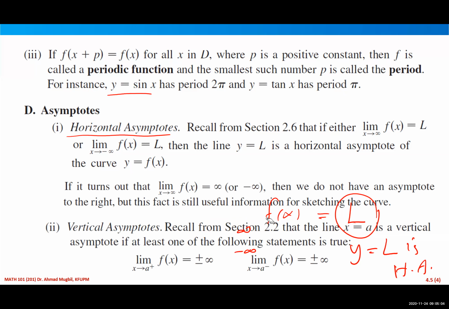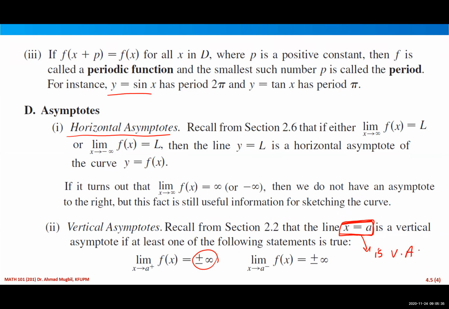What else? The vertical asymptotes. How to find the vertical asymptotes of a function? To find the vertical asymptotes of a function, you need to find a value for x at which the function is not continuous or not defined. And then check the limit from the left and from the right. If the limit from the left or from the right of that number is equal to infinity or negative infinity, then x equals a is a vertical asymptote.